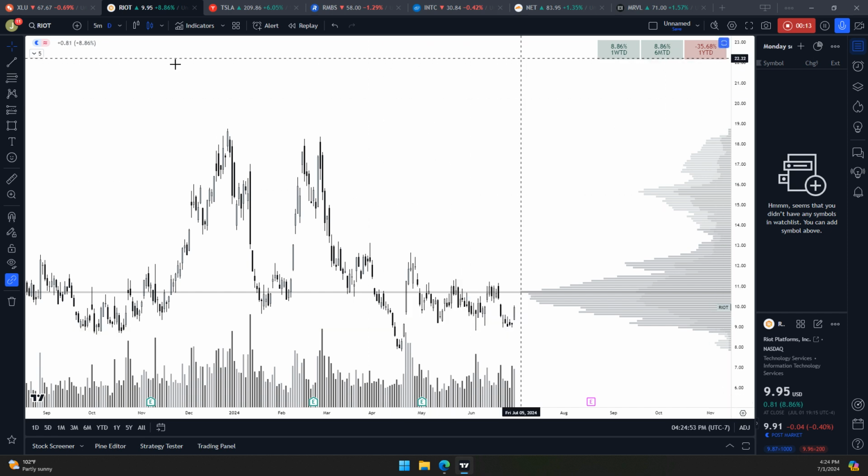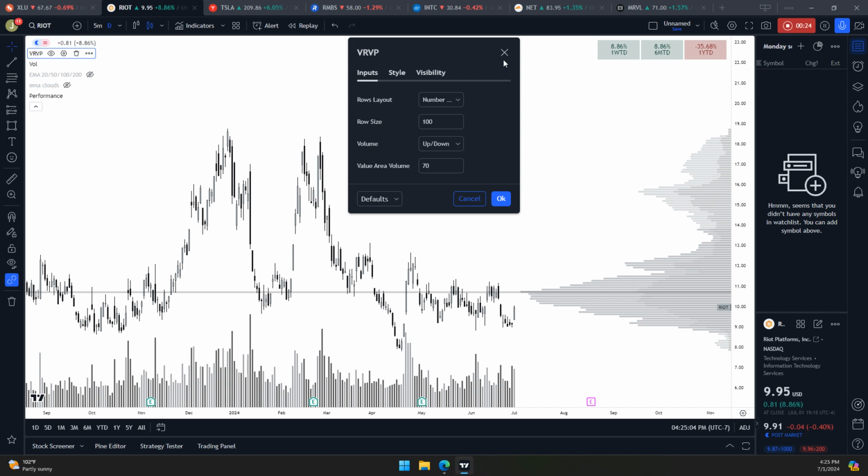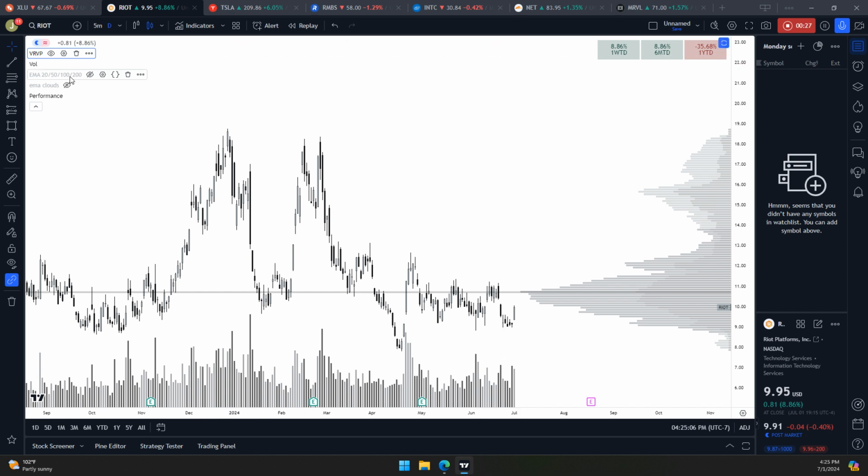I'm going to clear all drawings from here. Right now, I have what's called the VR VP in TradingView. It's the volume profile right here, and here are my values. I have 30% width, and on my inputs, I have 170. EMA is just 20, 50, 100, 200.